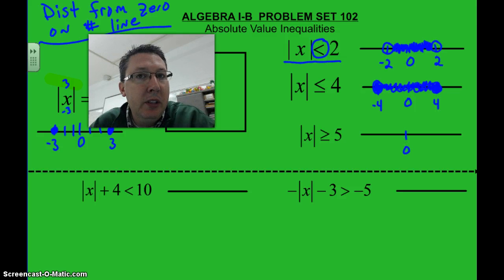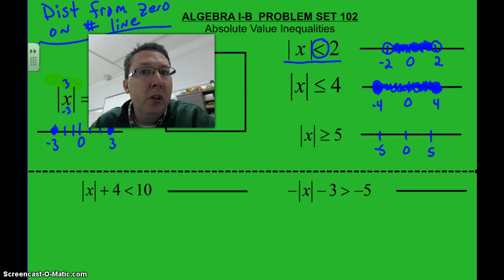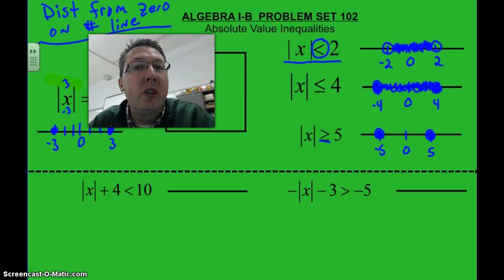Let's start with our reference numbers. Exactly 5 away from 0 puts me at -5 or +5. Open or closed circles? It has the bar under it, equal to, so closed circles at -5 and a closed circle at +5. This time I want distances from 0 that are greater than 5 away from 0.